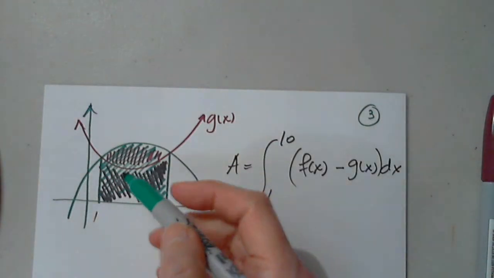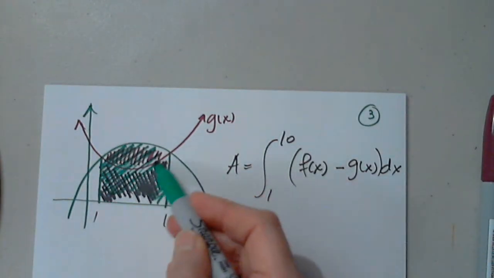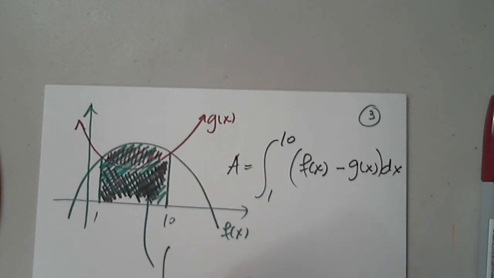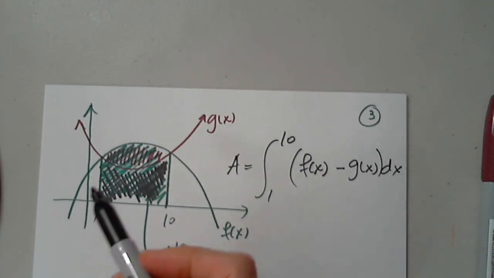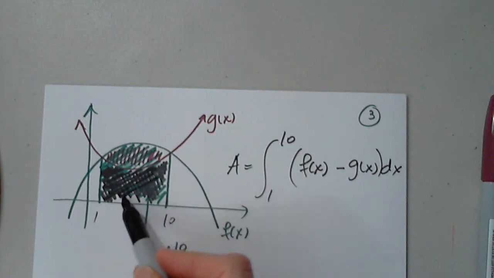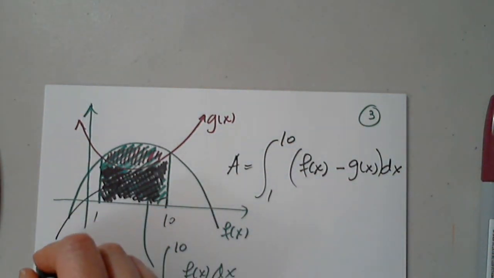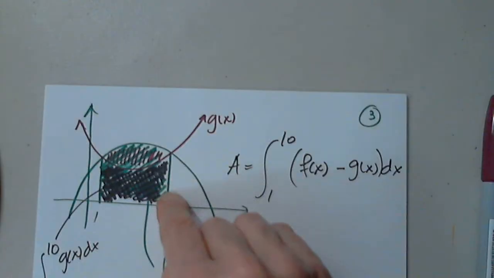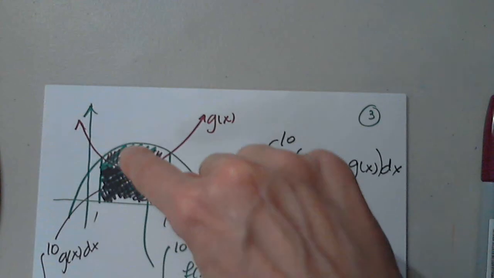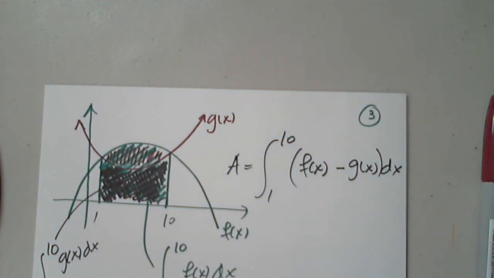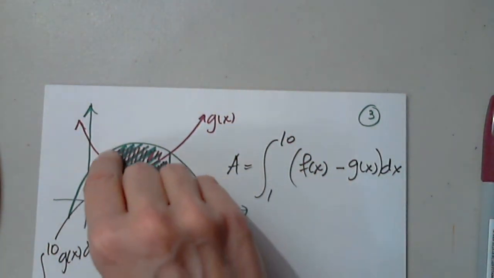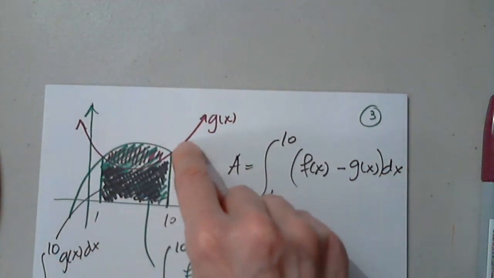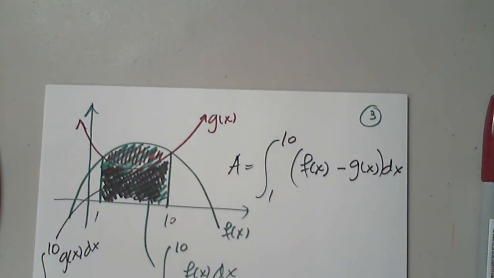So again, the green area, all this is the integral from 1 to 10 of f of x dx, and this area is the integral from 1 to 10 of g of x dx. So from the big area, I subtract the small area to get this piece. So again, in general, we say from a function above, we subtract the function below. Is that better?